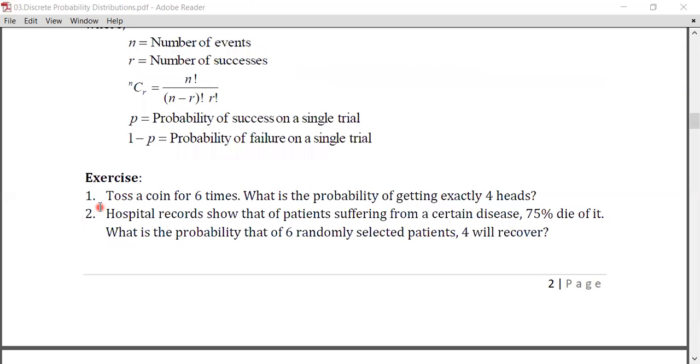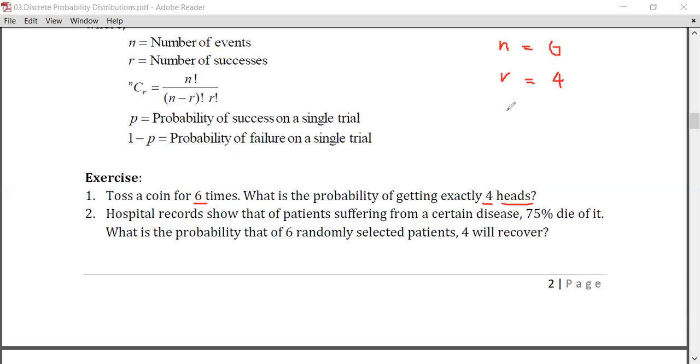Here, I will just go through the first one. Toss a coin 6 times. What is the probability of getting exactly 4 heads? In a case like this, you are tossing a coin 6 times, and they are asking for exactly 4 heads. If heads is our success event, then we have n equals 6, because we tossed the coin 6 times, and r is equal to 4. Among these 6 tosses, we got 4 heads.